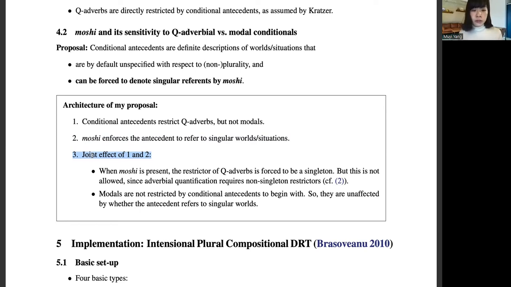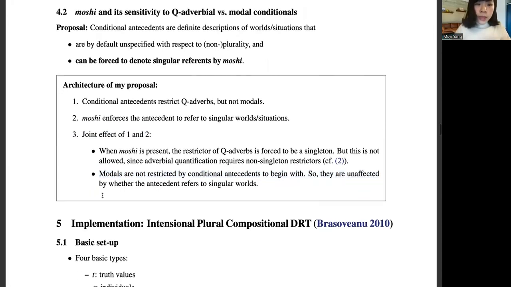But this is not allowed because adverbial quantification requires non-singleton restrictors, which is what we have seen from the if a man dies example. On the other hand, modals are not restricted by conditional antecedents to begin with. So this means that they are not affected by whether the antecedent refers to singular worlds or plural worlds. So that's why mostly appears to be optional in modal conditionals. All right, so that's the main idea.